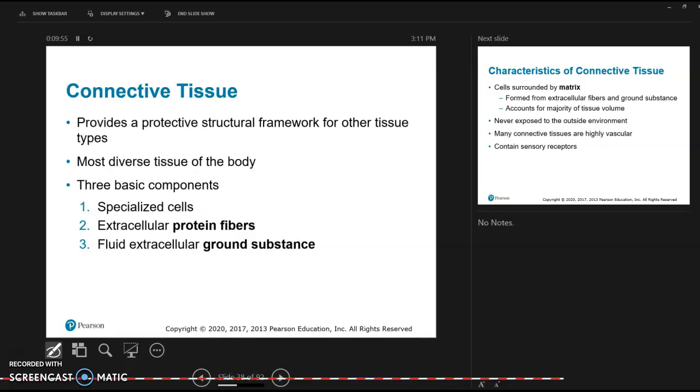Now we're moving on to connective tissue. And connective tissue is the most diverse tissue in the body. It contains 3 basic components. It does contain cells, like epithelial tissue contains cells that are tightly packed together. Connective tissue does have specialized cells, but those cells are surrounded by a matrix, and that matrix consists of protein fibers and ground substance.